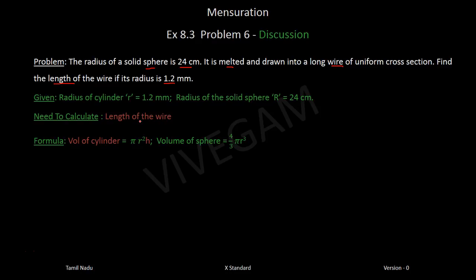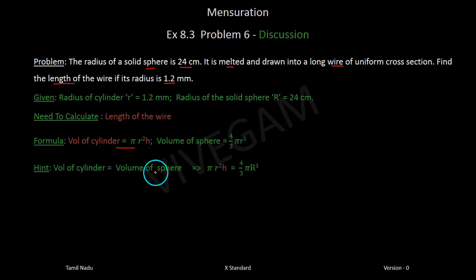Okay, let's write the formula. Volume of the cylinder is pi r squared h. In this case, we basically want to calculate h, but that's not possible because the volume of the cylinder is not known. Next, we are given the radius of the sphere, so let's write the formula. The volume of the sphere can be calculated because the radius is known. But you have to note it is melted, that is, the sphere was melted and drawn into a wire, which means the volume of the sphere is equal to the volume of the cylinder.